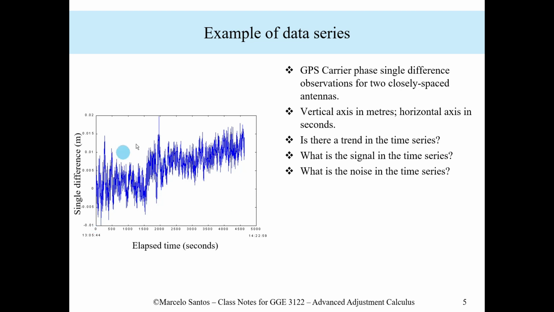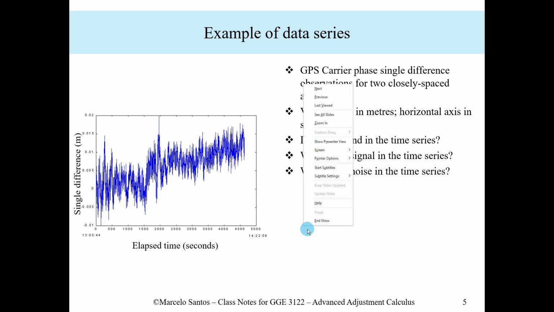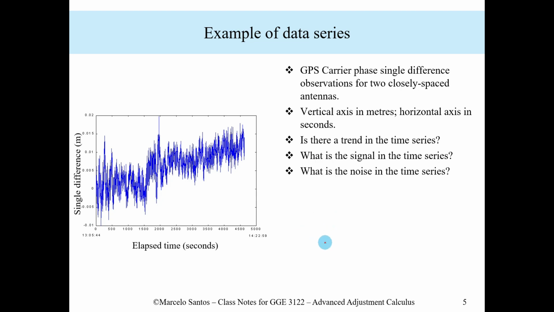If we look at this time series, we can ask the following questions. Is there a trend in the time series? The answer would be yes, there is a trend, and we could think that there is a linear trend. We can think also that there is another trend here that looks more like a sinusoid. In this trend, what is the signal? If you're interested in a linear trend, the trend would be the straight line, the trend could be the signal, or our signal, the quantity of interest, would be the sinusoid.